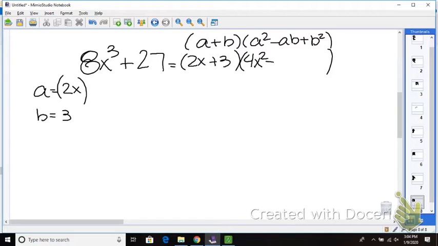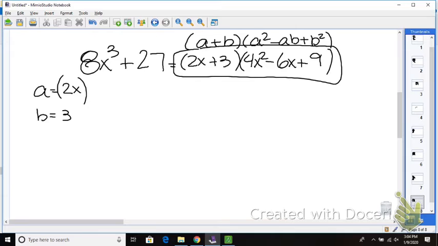What am I going to put for A times B? Minus 6x. And then what's my B squared for this one? 9. And you're done. Just make sure that when you have a number, you square that too, not just the x.